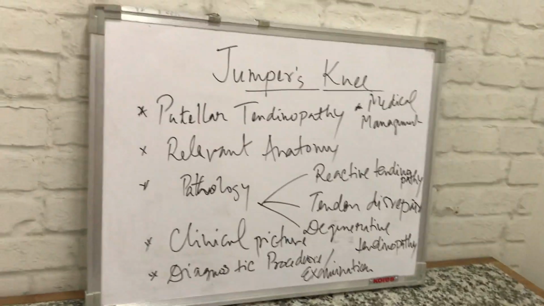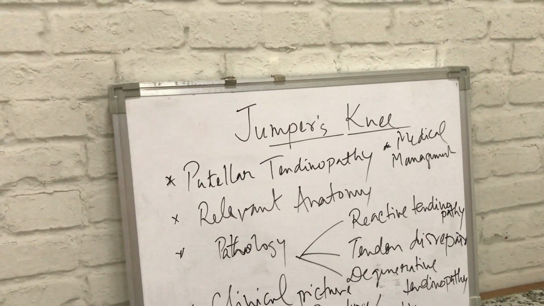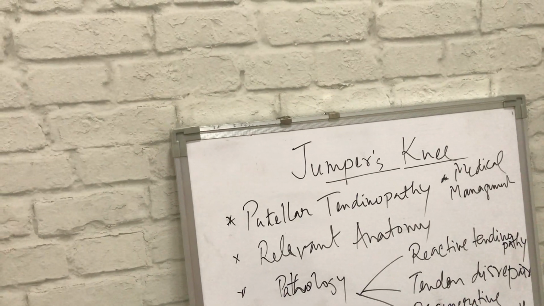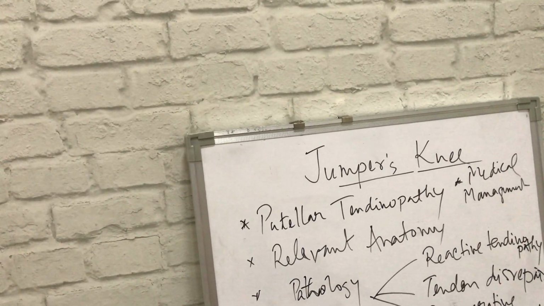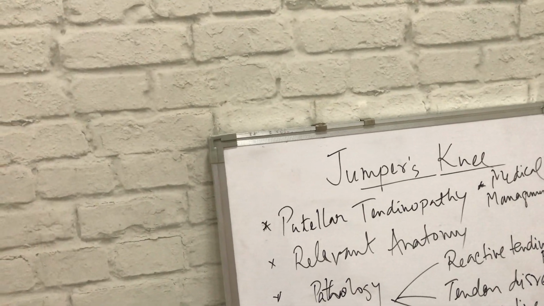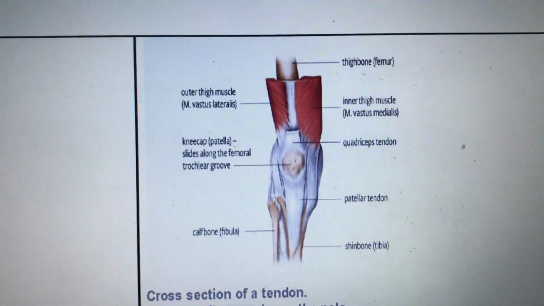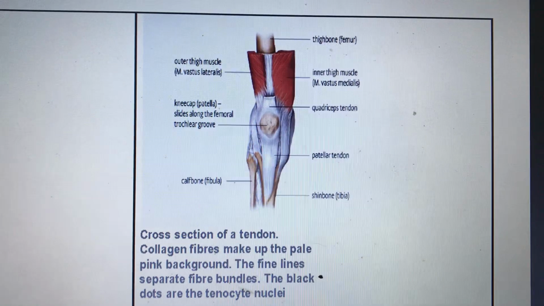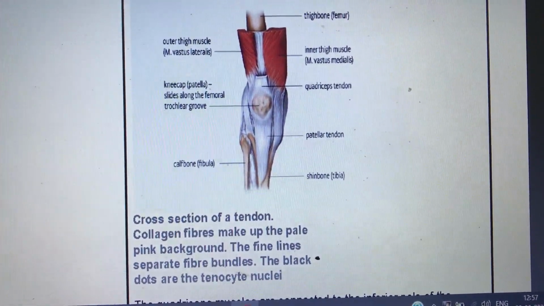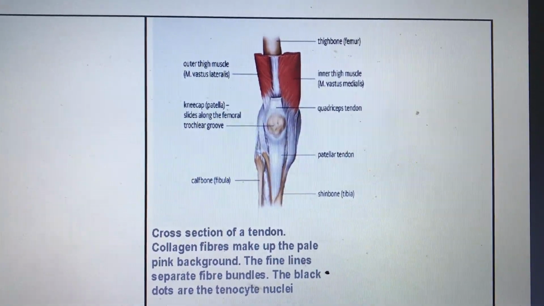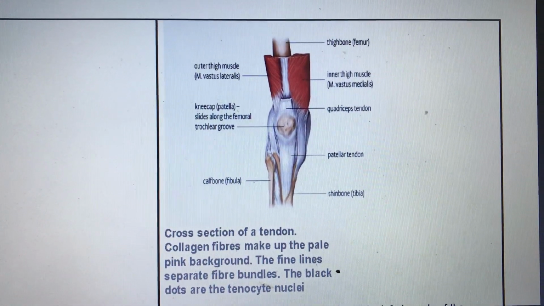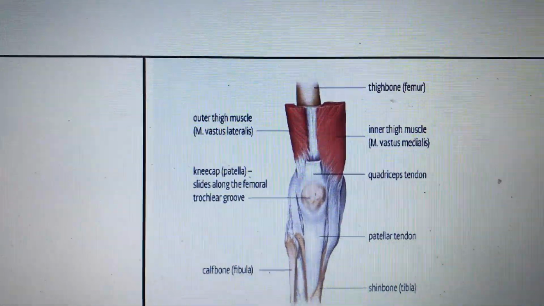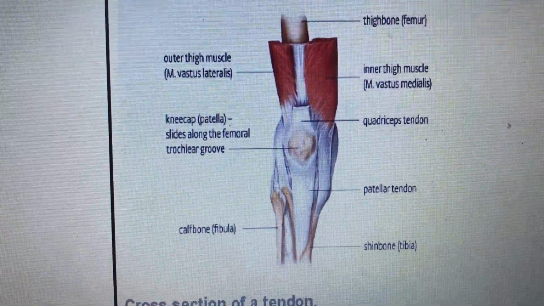And if we again want to see a picture of the anatomy, just a second. So here you can see the cross section of a tendon. The collagen fibers make up the pale pink background. The fine lines separate the fiber bundles. The black dots are the tenocytes. So the quadriceps tendon.